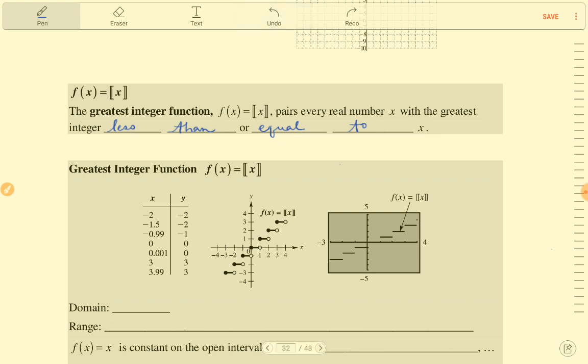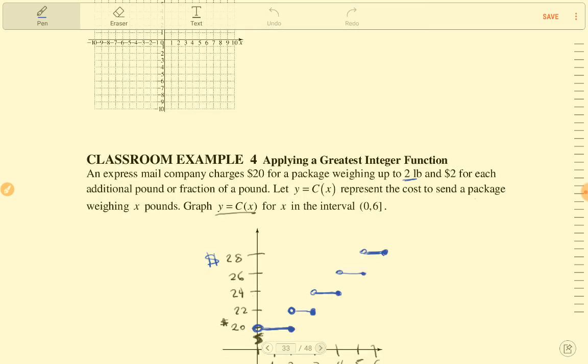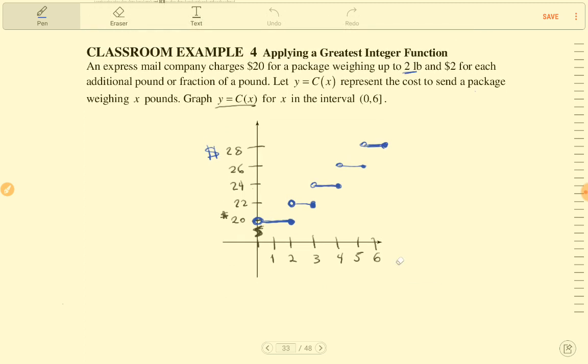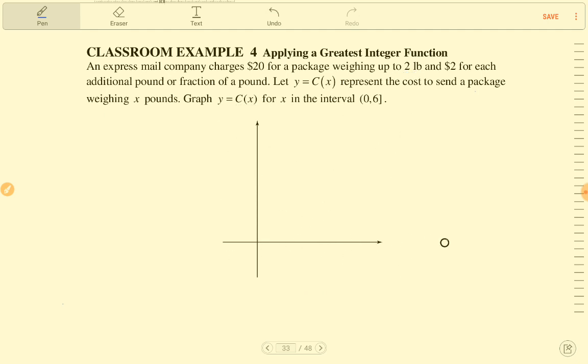First, I'm going to do an illustration with example 4, which you can see here. So that's what we're going for, but I'm going to start completely fresh so you can see me build it up, and we'll read this together. So it says, example 4, applying a greatest integer function.